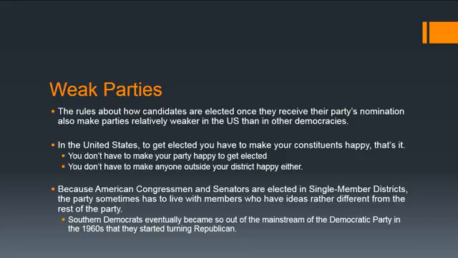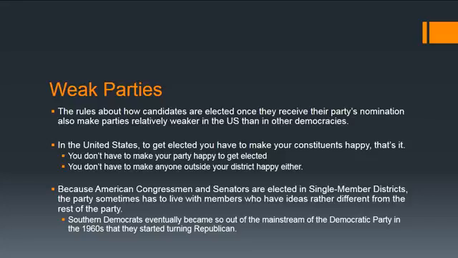And it's worth noting you don't have to make anyone outside your district happy either, which means that you don't have to worry so much about the national brand name of your party. What you have to worry about is whether you're popular enough in your district. And so this is why single-member districts make parties a little bit weaker. What this means is the Democratic Party and Republican Party sometimes have to live with members who have ideas that are actually quite different from the mainstream of the party.